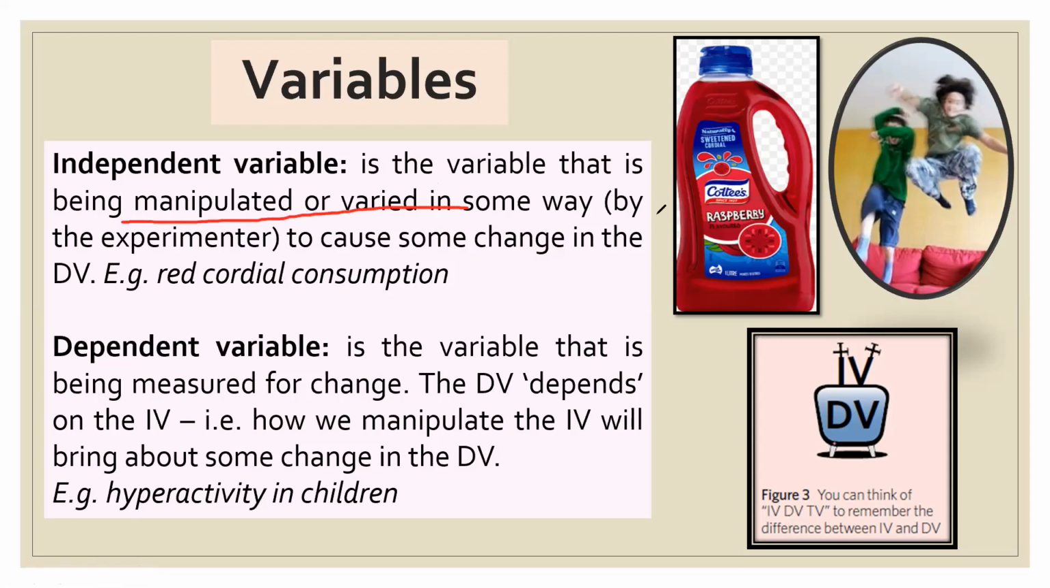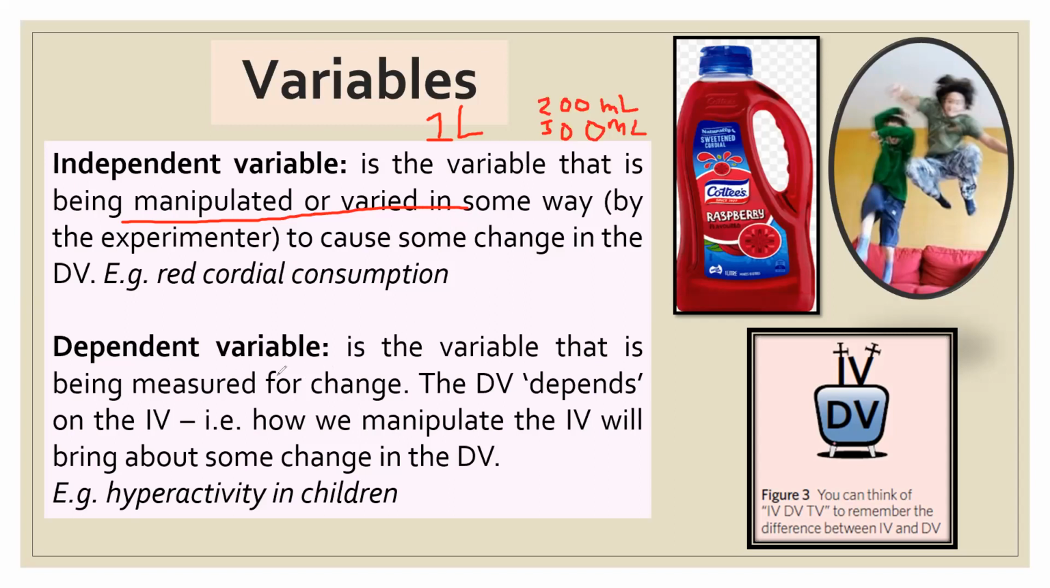Manipulate or vary means that I can give these kids 200 mils of cordial. I can choose the measurement there. I can choose how I manipulate that variable. I could give them 2 glasses of cordial, which is 500 mils. If I want, I can literally give them the whole bottle, 1 liter of cordial. Obviously, that's because as the experimenter, I have the right to manipulate that variable as I see fit.